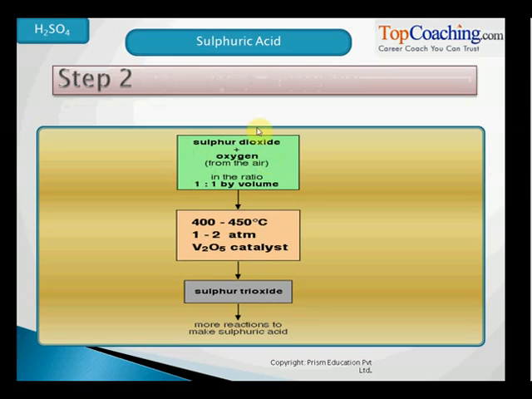And what all do we need to oxidize sulfur dioxide? Oxygen, around 450 degrees Celsius of temperature, 2 atmospheric pressures, a catalyst known as vanadium oxide, and we get sulfur trioxide. Okay. How about step 3?